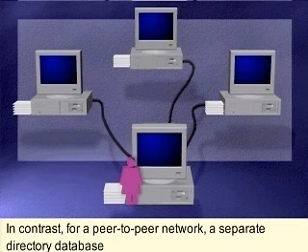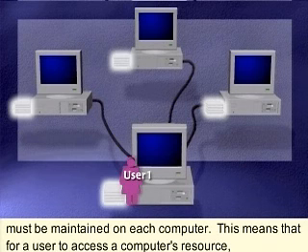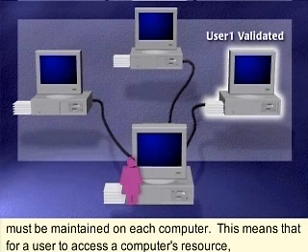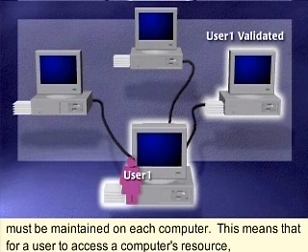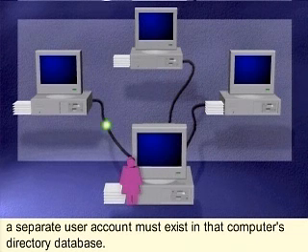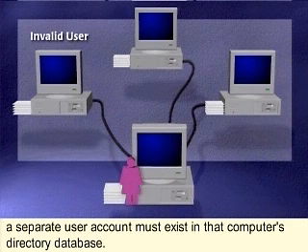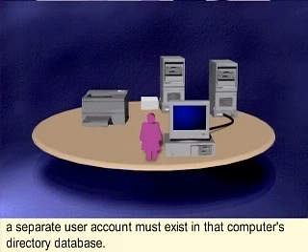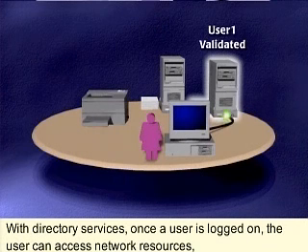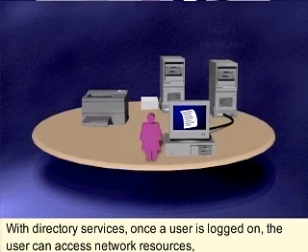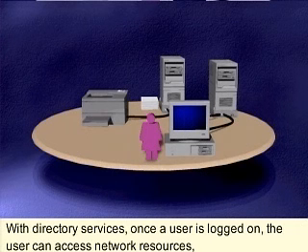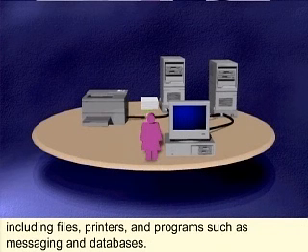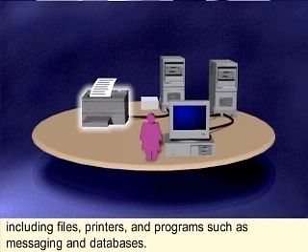In contrast, for a peer-to-peer network, a separate directory database must be maintained on each computer. This means that for a user to access a computer's resource, a separate user account must exist in that computer's directory database. With directory services, once a user is logged on, the user can access network resources, including files, printers, and programs, such as messaging and database.